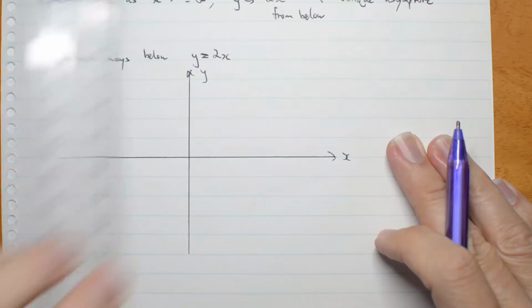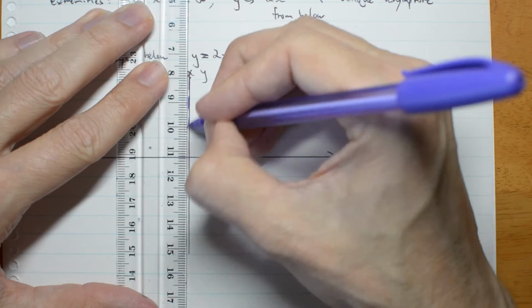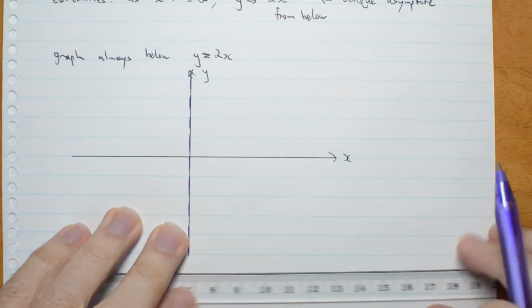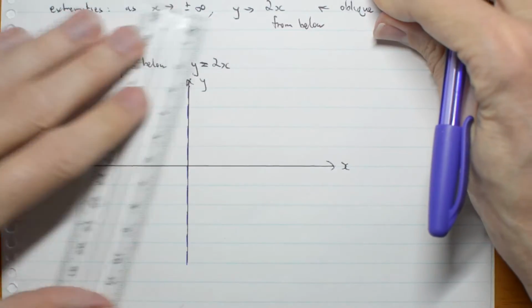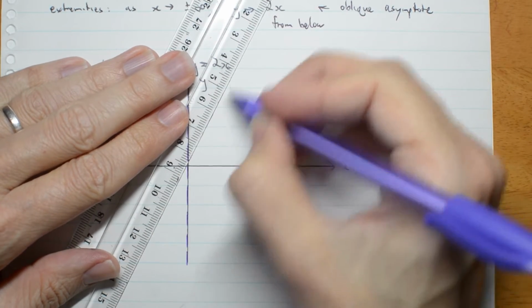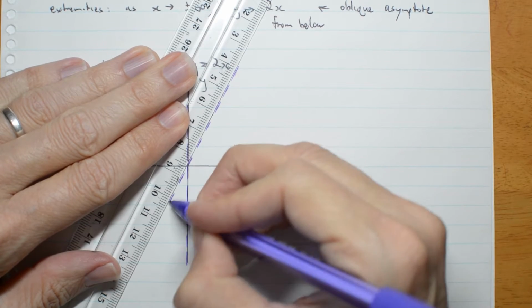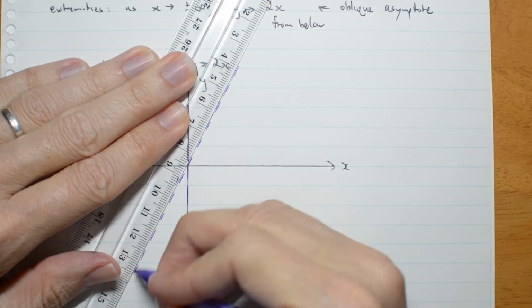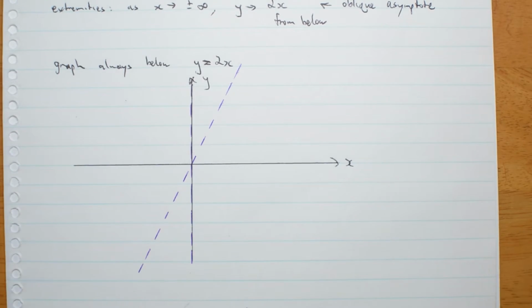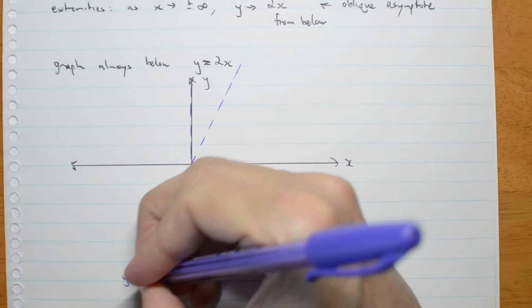Let's start drawing a sketch. I have a vertical asymptote at x equals 0. I have an oblique asymptote at y equals 2x. So that's twice as steep as a normal y equals x graph. It doesn't matter if it's not exact for this exercise. Okay, I should probably put an arrow here and an arrow here. Let me label my asymptotes, x equals 0 and y equals 2x.